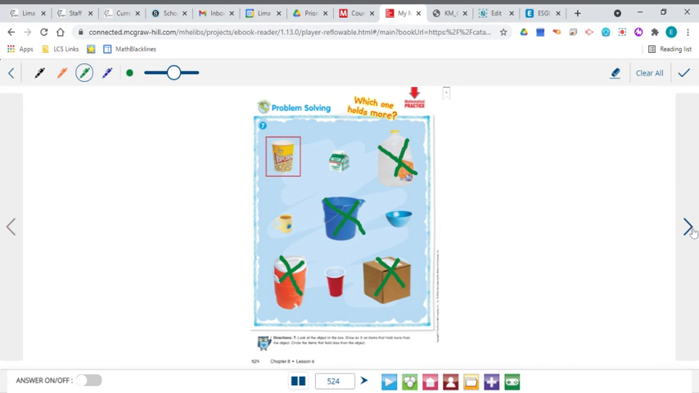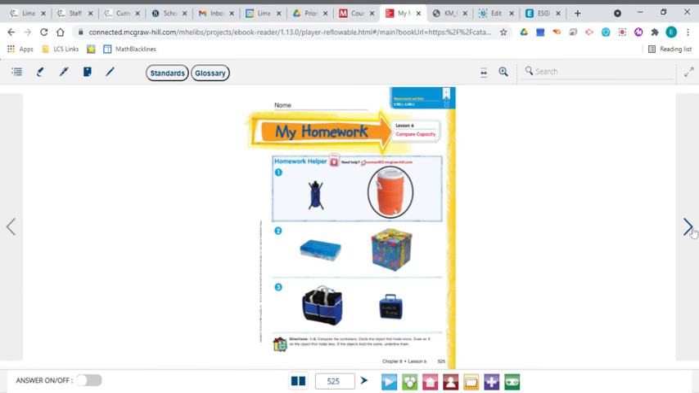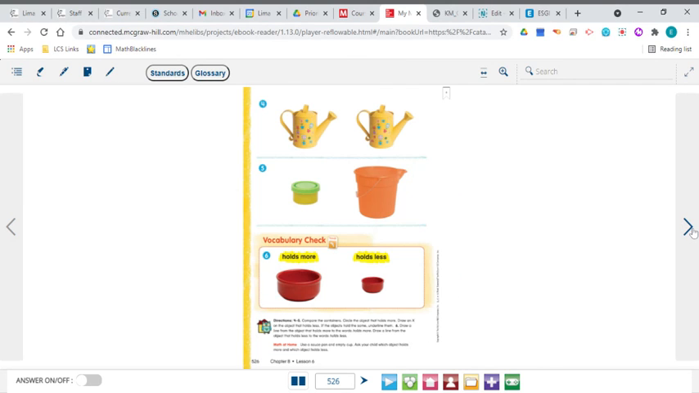All right, you will be doing page 525, just more of the same, comparing capacity, comparing how much something holds. And more of the same on page 526. So 525, 526, and upload your work to Schoology when you're finished.